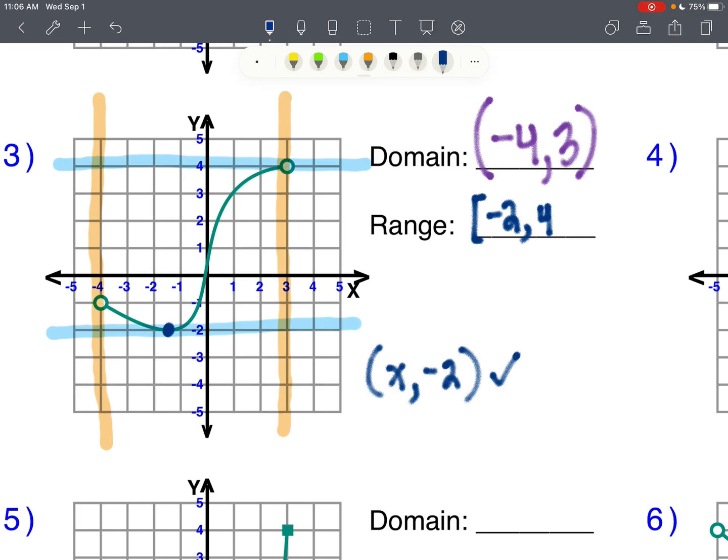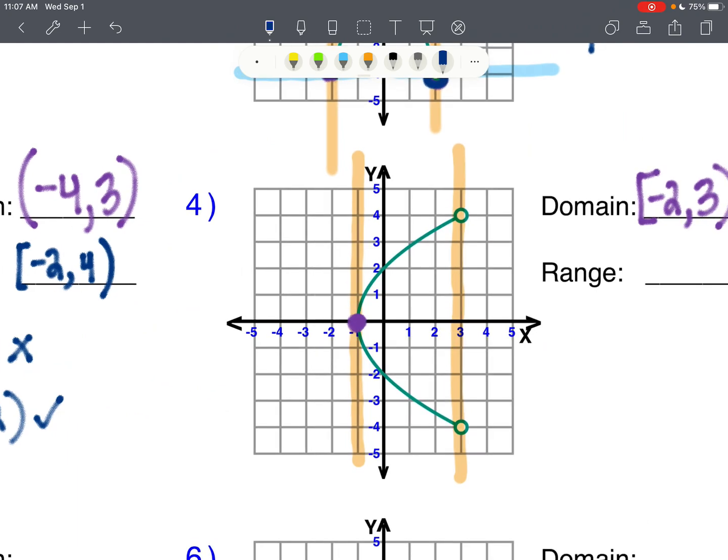Going all the way up, see there's all of these outputs between 0 and 4, but is there an ordered pair that gives us 4 as an output? And the answer to that is no, because that's an open circle. Therefore, 4 is a parenthesis. So our range goes from -2 to +4.